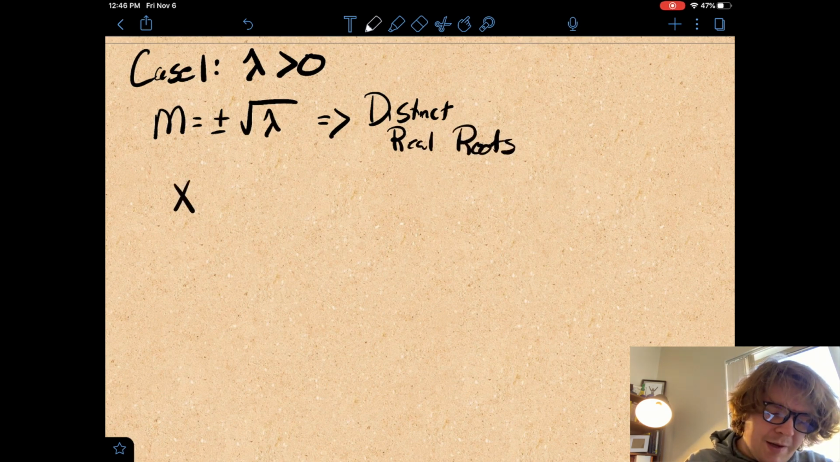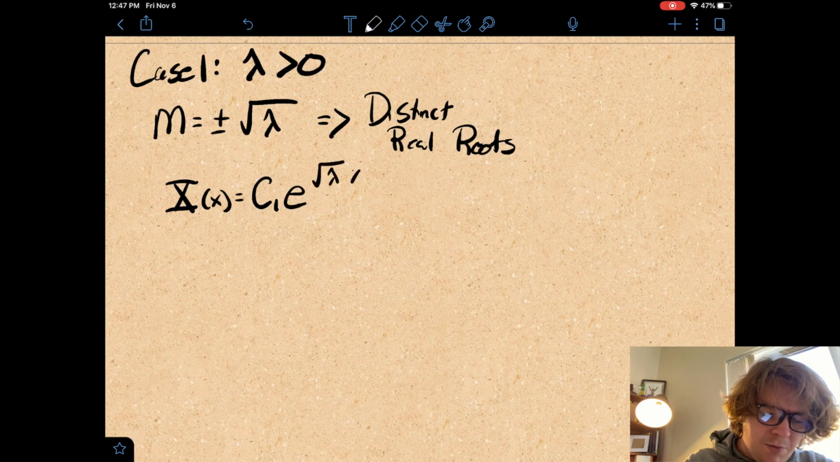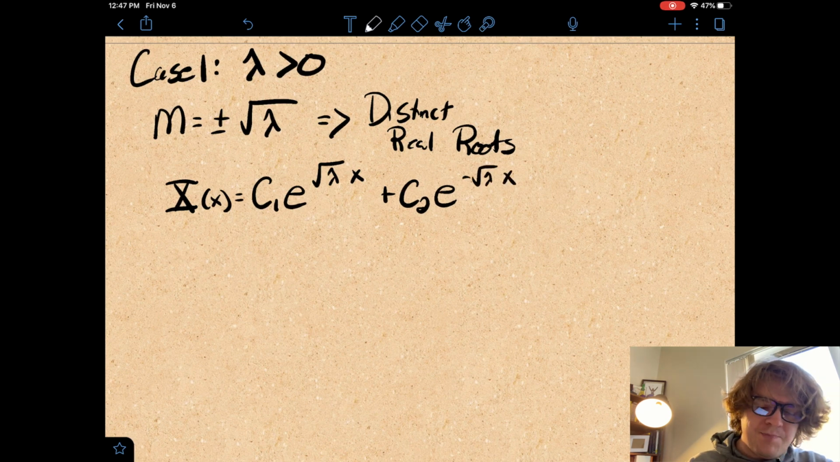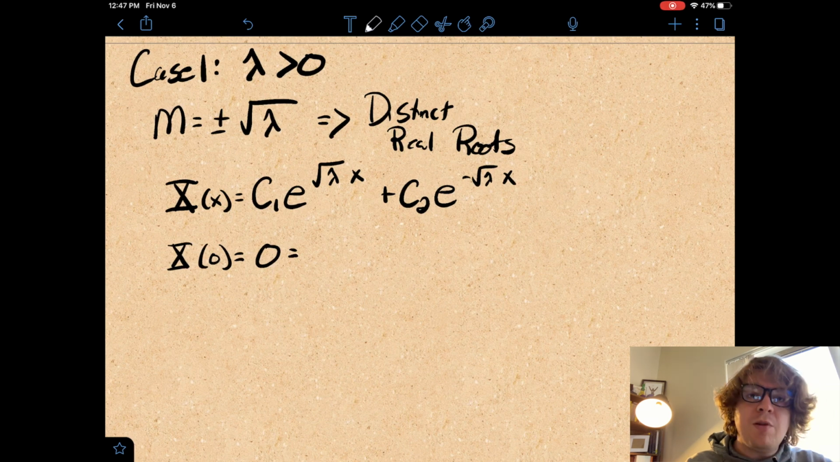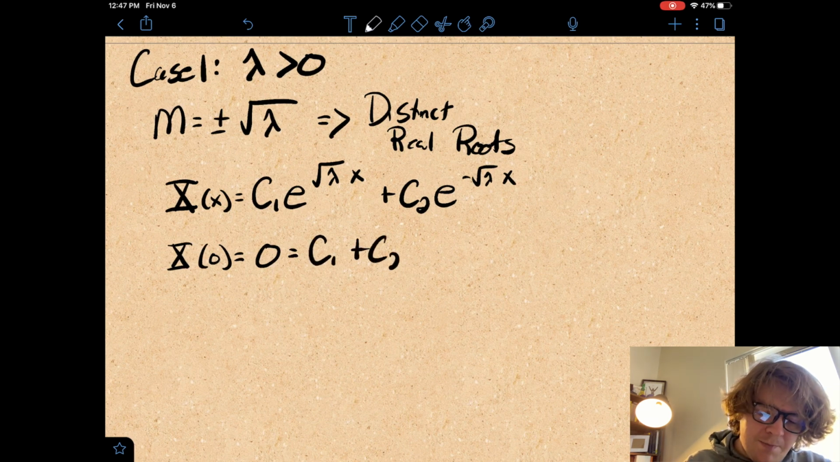So what does that tell us about our function X? Well, this tells us that our function X is going to look something like c1 times e to the root lambda x plus c2 times e to the negative root lambda times x. Great. Let's apply our boundary condition then. Our first boundary condition is X of 0 equals 0. And if we plug 0 in for x, we get c1 plus c2. Fine.